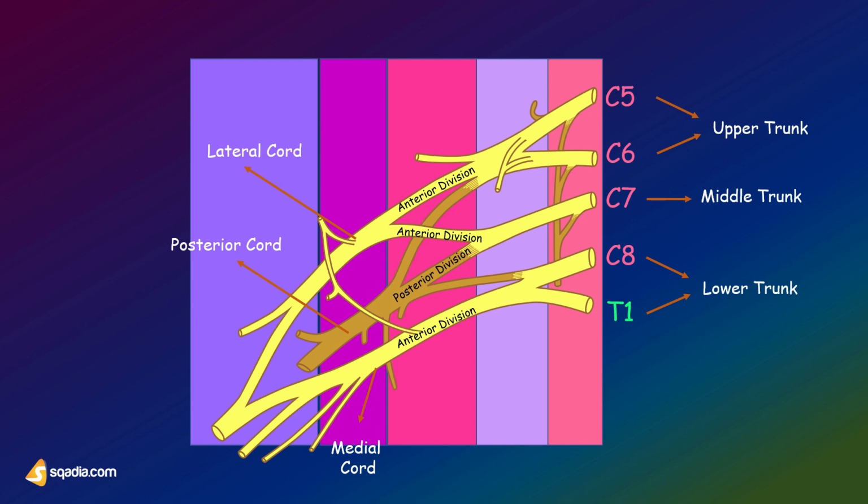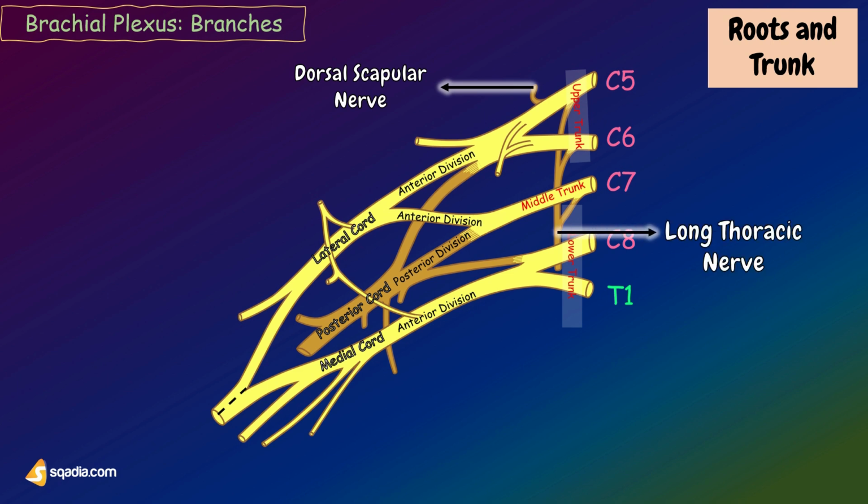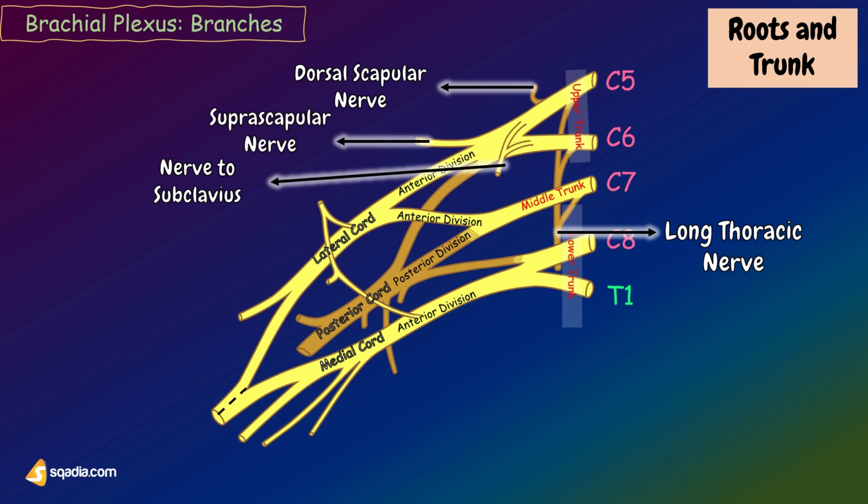We will now label the branches of different parts of the brachial plexus, one by one, and make up mnemonics, so it is easier for you to memorize. Starting with roots and the upper trunk, the roots give off only two branches. These are the dorsal scapular nerve and long thoracic nerve. As for the upper trunk, nerve to subclavius and suprascapular nerve are the two nerves that arise from here. So the four nerves that arise from the roots and upper trunk are shown here.